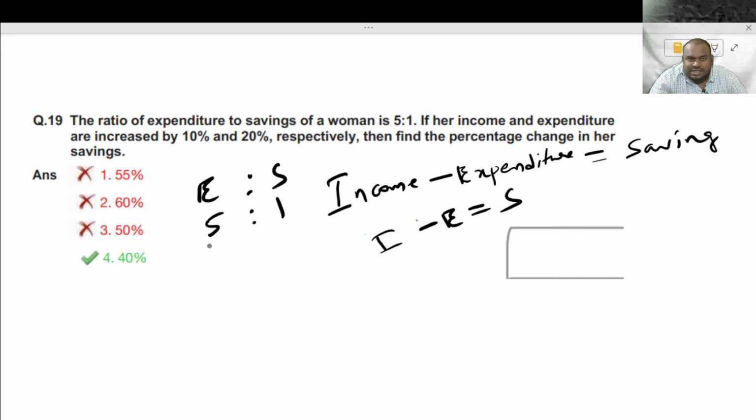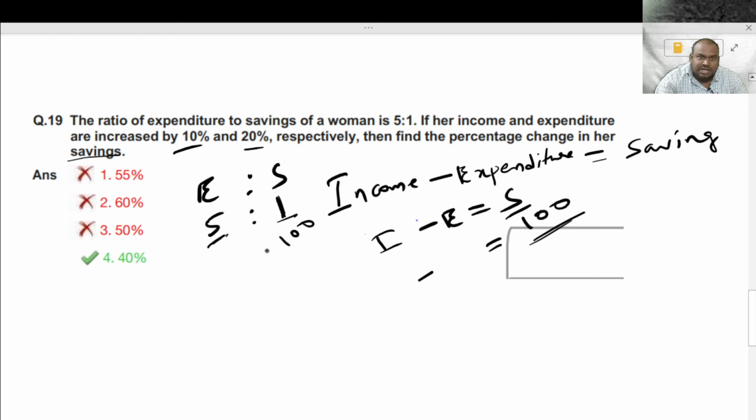See what he's saying, he has given some ratio. You don't need to do in that ratio itself. He's saying that income and expenditure are increasing by 10% and 20%. Then find the percentage change in her savings. The question is on savings. In percentage, you have to tell about savings. So just to make savings as 100, I'll just put 1. I'll multiply 1 with 100. So I'll make it as 100. So 100 is the saving. Expenditure is, if I multiply this with 100, I should multiply this also with 100. So 100 is 500 I am taking.